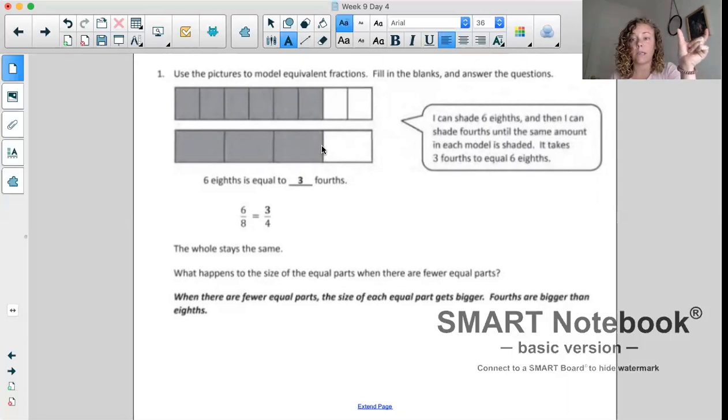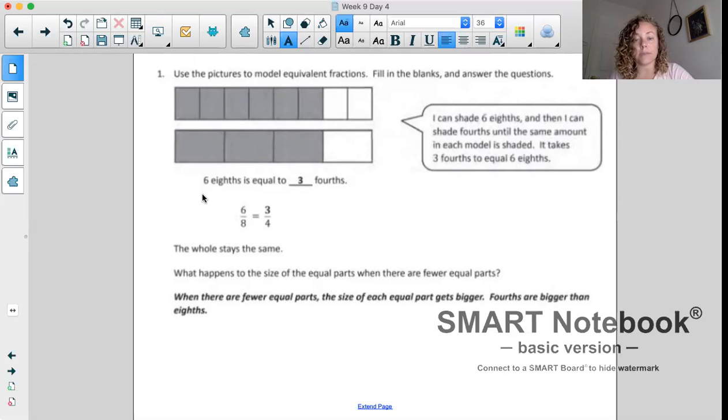I notice the tape diagrams themselves are the same size. I notice that there's an equal amount shaded, an equal amount not shaded. I can shade 6/8 and then I can shade 4ths until the same amount in each model is shaded. It takes 3/4 to equal 6/8. So these are done and then they fill in these after. 6/8 is equal to 3/4. It's written out in words and then it's also written here in fraction form. 6/8 is equal to 3/4. The whole stays the same.